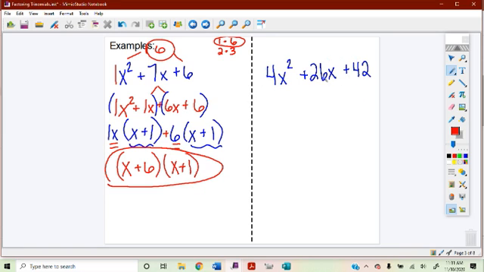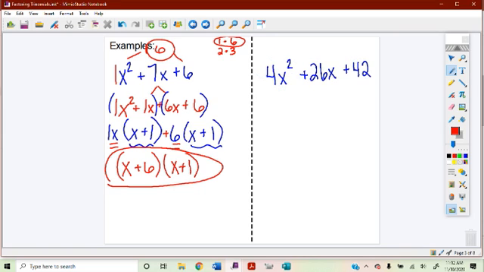Let me see if 4 will go into everything. So 4 times 7 is 28. 4 times 6 is 24. So there's no way to get a 4 to multiply and become 26. You also couldn't get 4 to multiply and become 42. So we can't pull the 4. We can pull a 2 out, though.